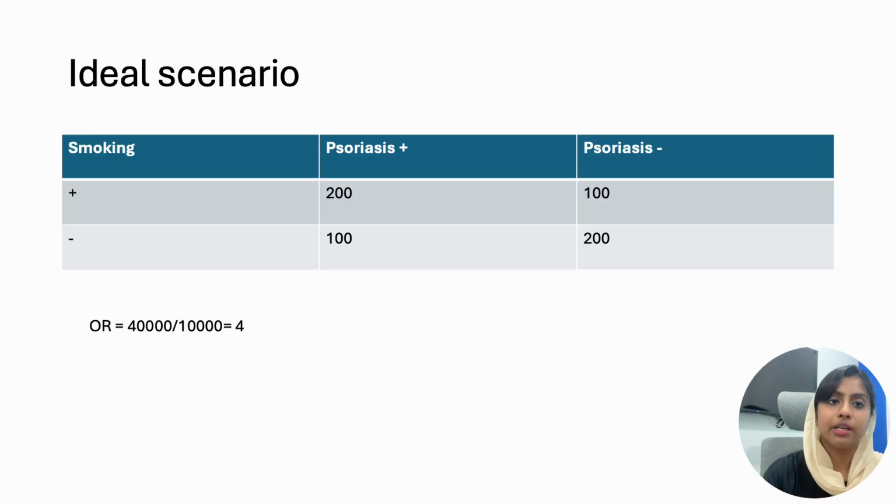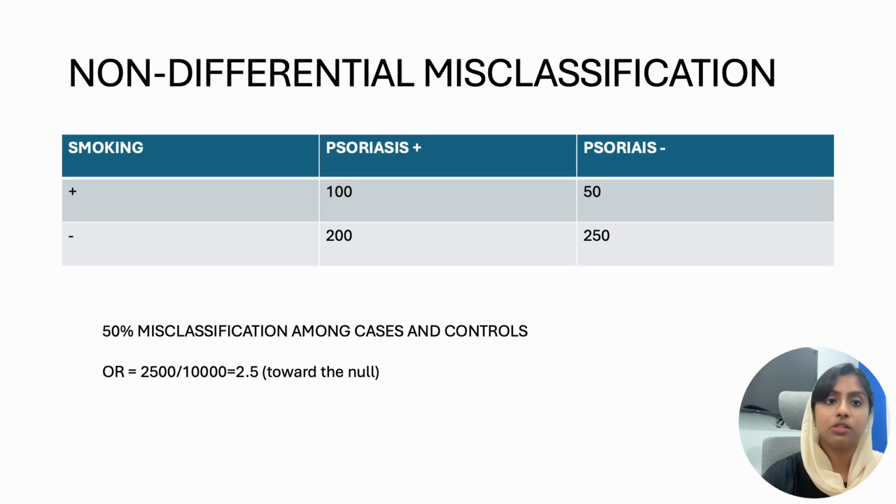So in an ideal scenario, imagine a case where I am taking exposure as smoking and the disease outcome as psoriasis. So we have smokers and psoriasis development. I have grouped the numbers in this 2 by 2 table, and from this the odds ratio that I derive is 4, which means the smokers have 4 times the odds of developing psoriasis.